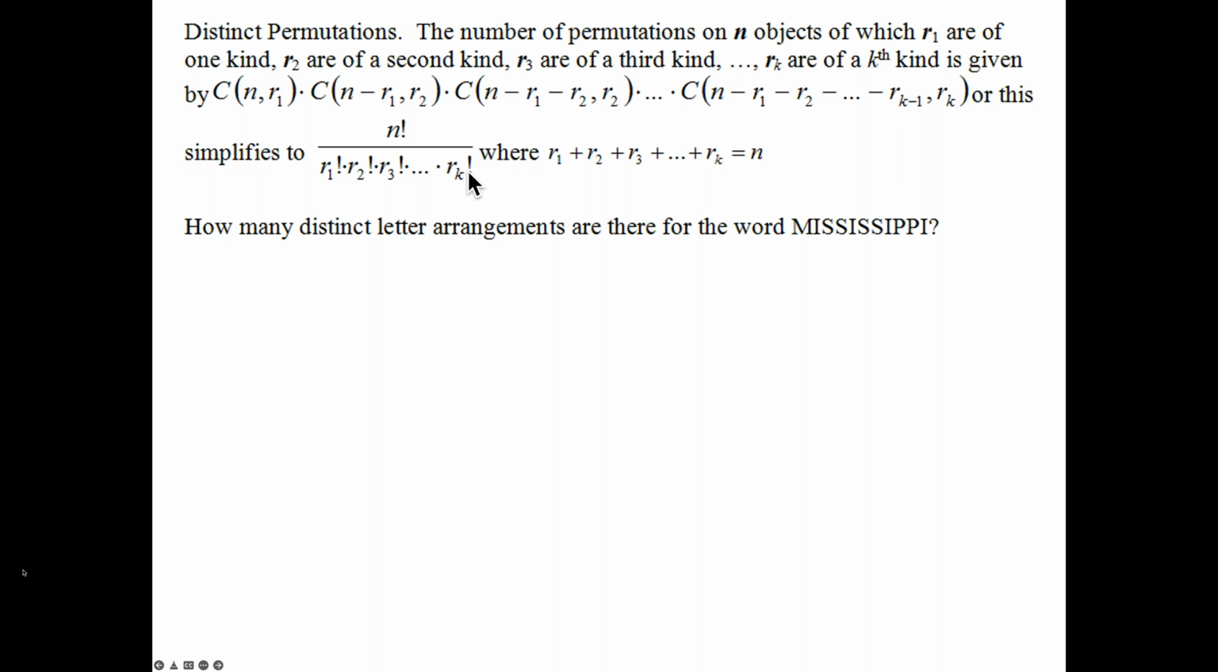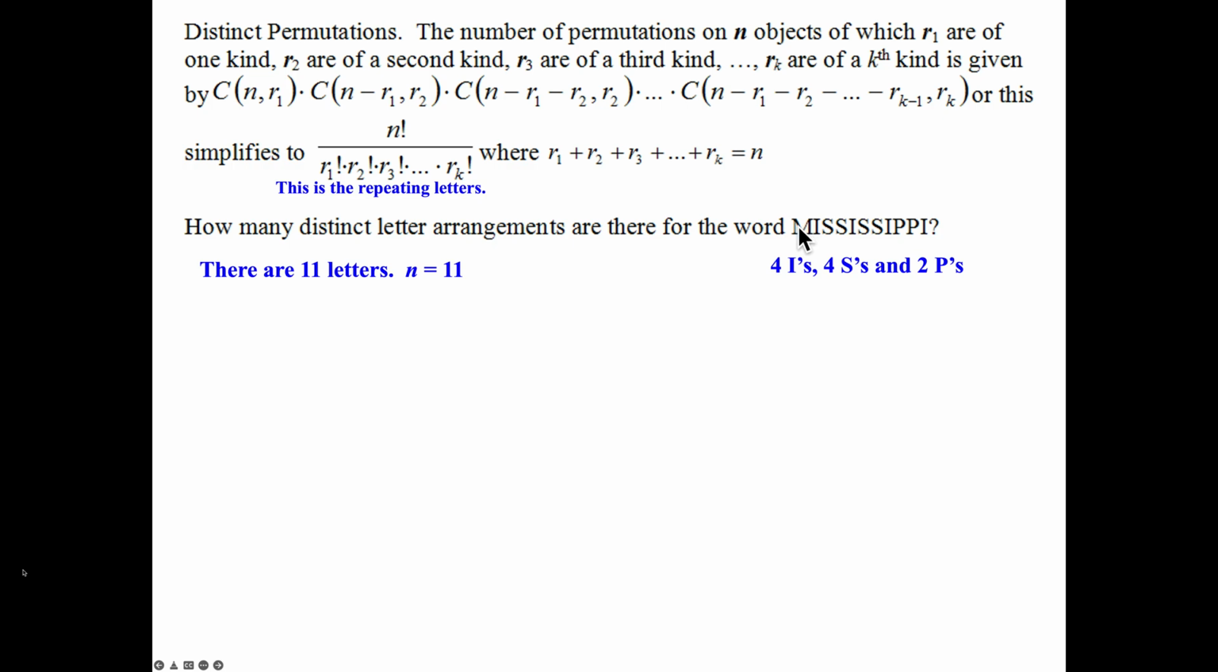For example, how many distinct letter arrangements are there for the word Mississippi? Okay, well, there's a total of 11 letters. 1, 2, 3, 4, 5, 6, 7, 8, 9, 10, 11. I have 4 I's, 4 S's, and 2 P's. No reason to count M as a repeating number.